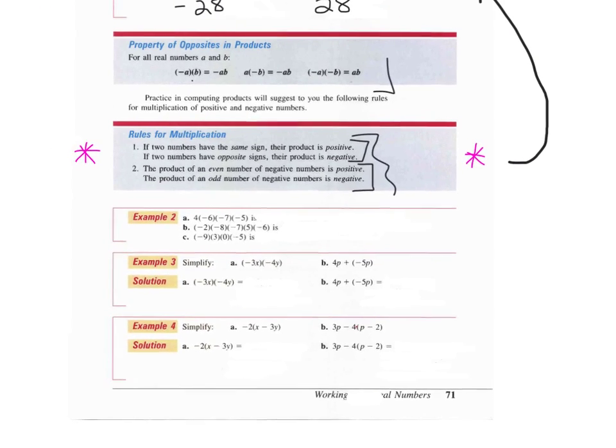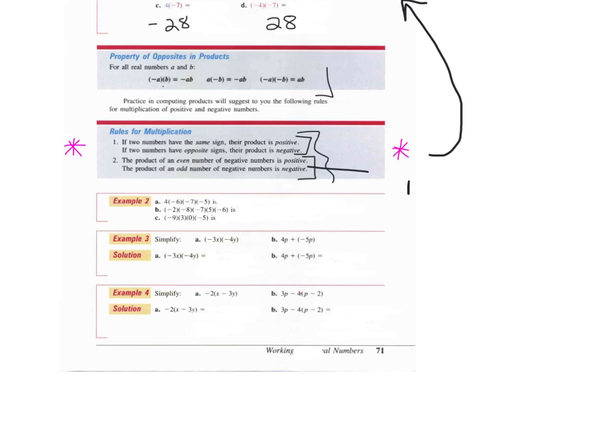So what this second part, rule number 2, is saying is, let's say I have 1 times negative 2 times negative 1 times 4. They're telling you to count how many negative signs you have. How many negative signs do I have in that problem I just wrote? 2. Is 2 an odd or an even number? It's even. Everybody understand odd and even? Even is like 2, 4, 6, 8, and odd is like 1, 3, 5, 7.